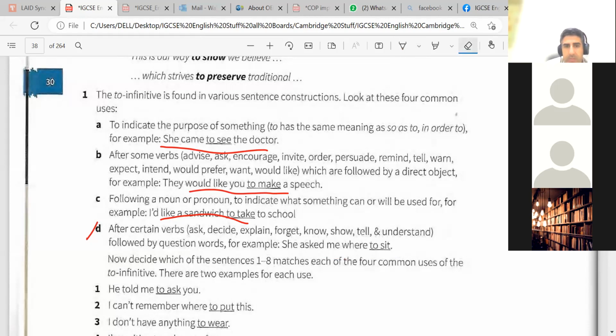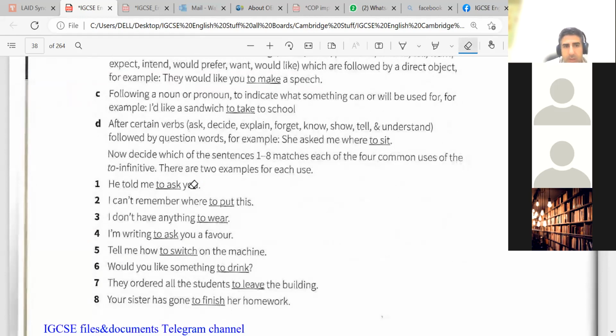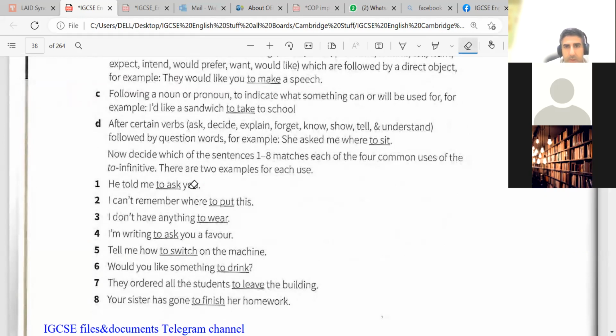Now it's time for practice. Here, read the instructions, please. Now decide which of the sentences 1 to 8 matches each of the 4 common uses of the to infinitive. There are 2 examples for each use. Read this example and let me know, is it function A, B, C, or D? Let me start with you, Jury.